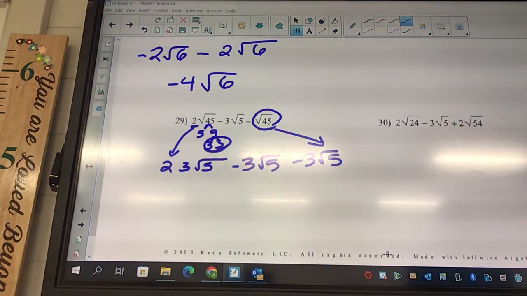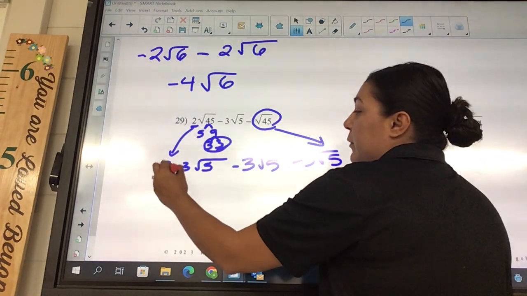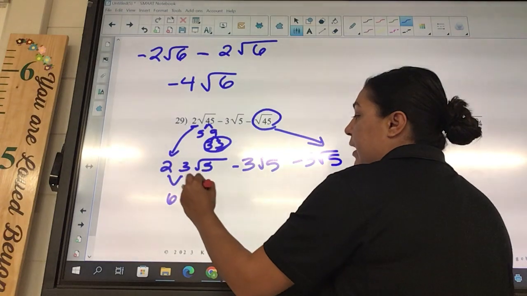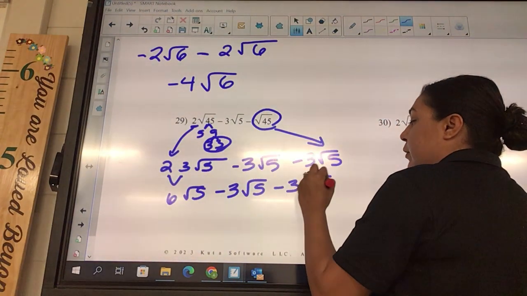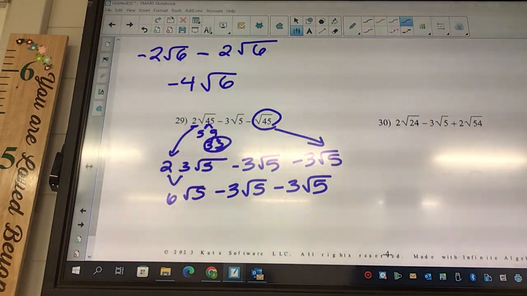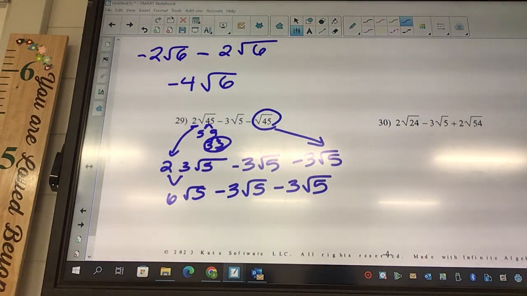Okay, what do we do with that 2 and 3 at the very beginning, right here? Multiply. So it's really going to be 6 square root 5 minus 3 square root 5 minus 3 square root 5. Now it's just a matter of typing. What is 6 minus 3 minus 3?